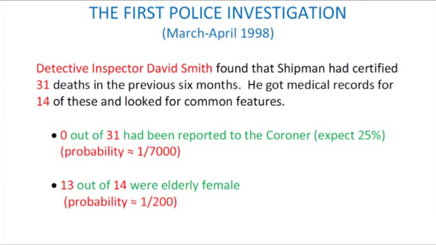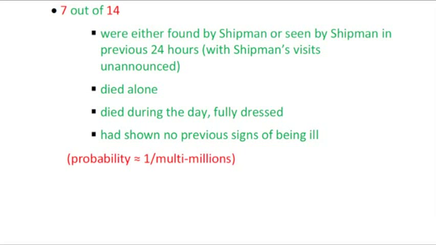Smith also found that 13 out of 14 were elderly female. Chances of that are around 1 in 200. So nothing conclusive as yet, but the really damning statistic was that 7 out of the 14 were either found by Shipman or seen by Shipman in the previous 24 hours, with Shipman's visits unannounced. They died alone, they died during the day, fully dressed, and they showed no previous signs of being ill. Now, any one case fitting all those 4 circumstances would be very unusual, but for there to be 7 out of 14, I mean, you work out your own likely probability, you'll find it's 1 in many millions and almost certainly 1 in trillions. It's almost inconceivable that could happen.